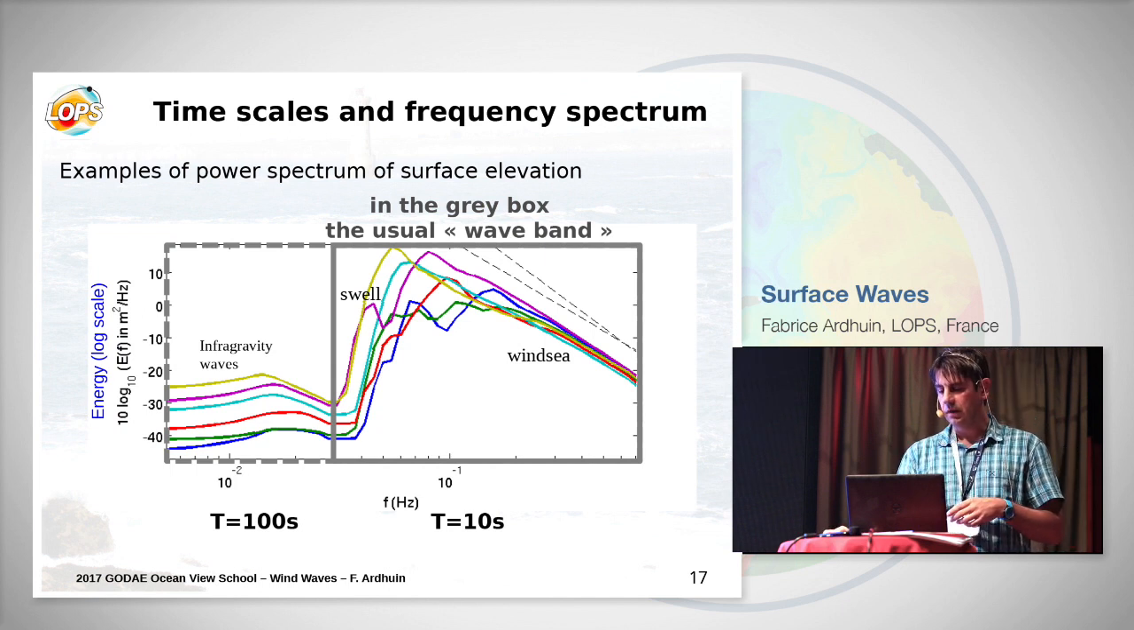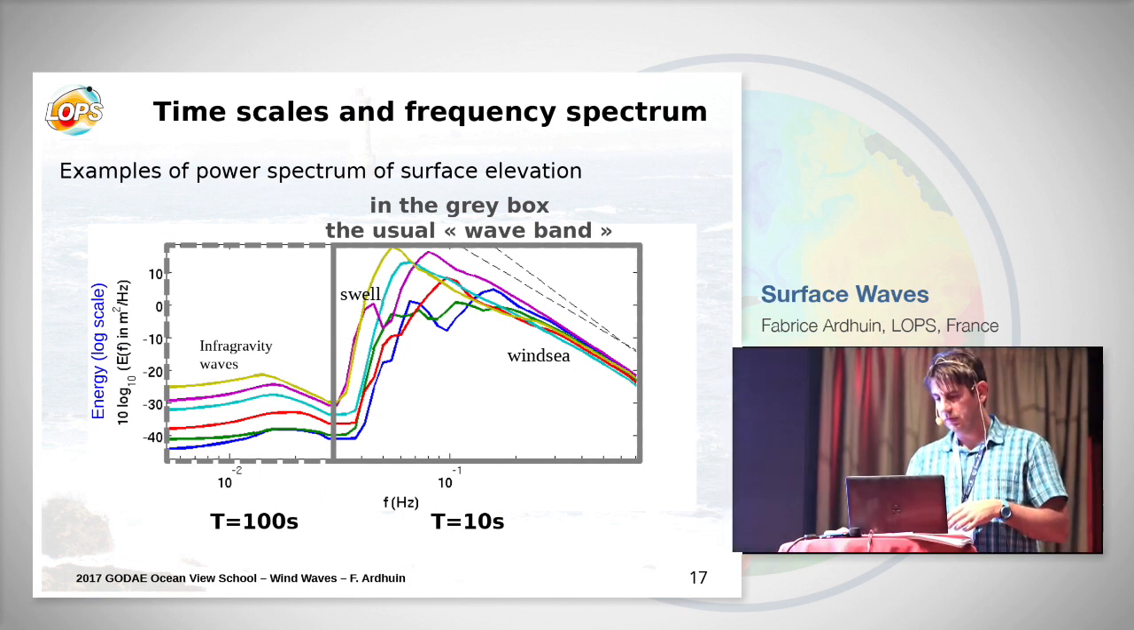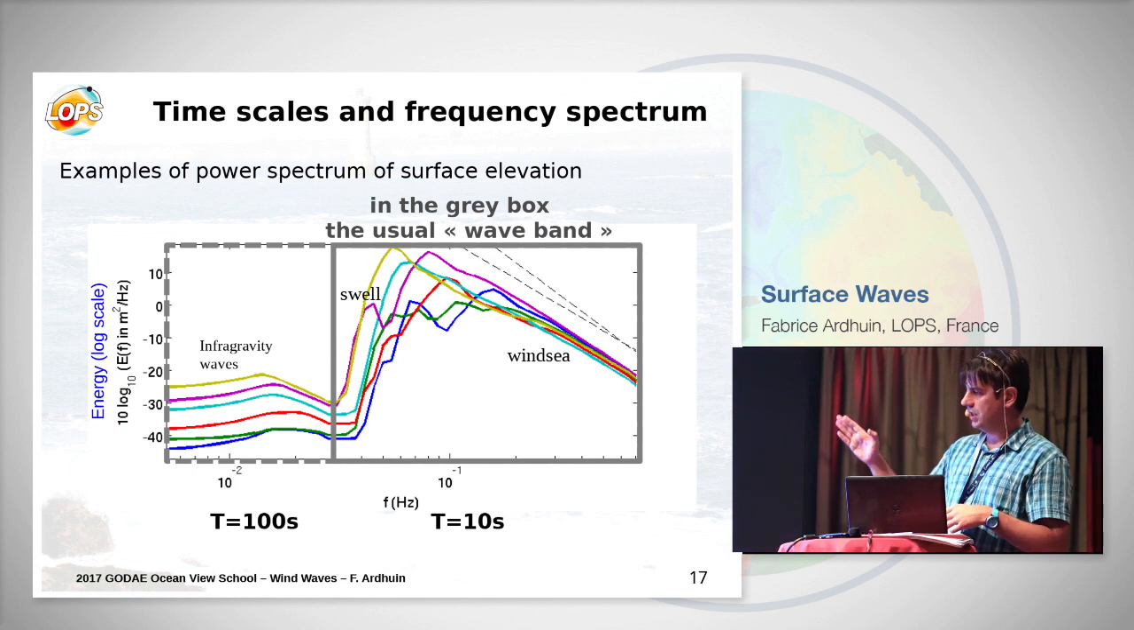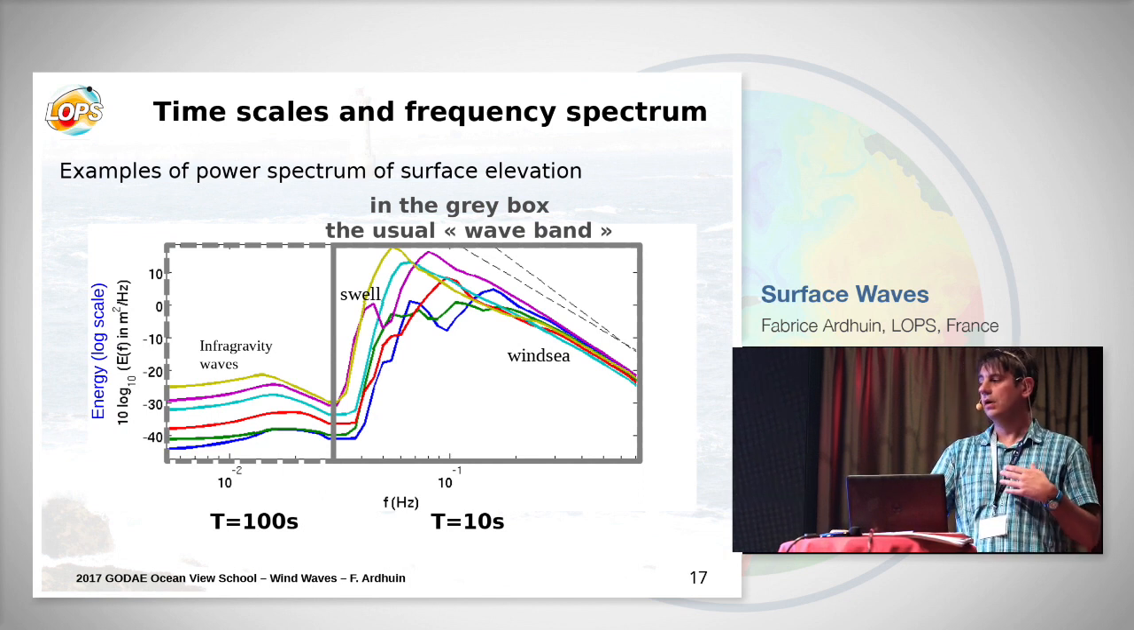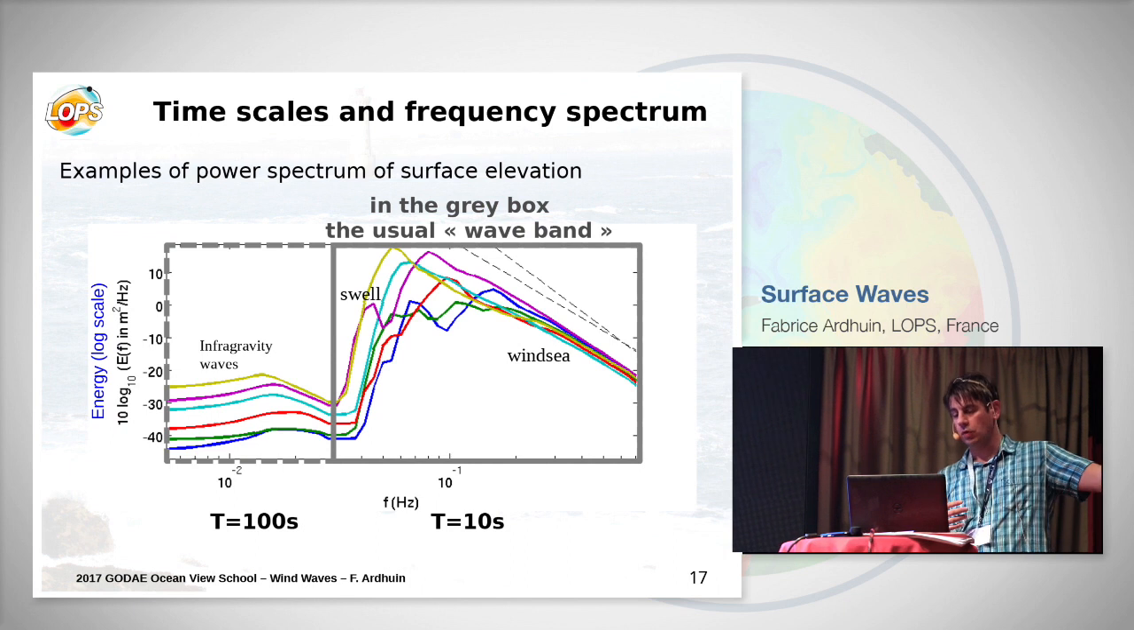You can see the shape of the spectrum. It's a log scale, so this is a very big change in energy, going from 10 to 10 to the minus 4, basically. So it's in dB. At high frequency, it's always more or less the same shape. In the middle here, you usually have a peak or 2 peaks. The peak at high frequency is usually the wind sea, which is waves generated by the local wind. And at lower frequency, you typically will find swell, which are waves coming from storms far away.